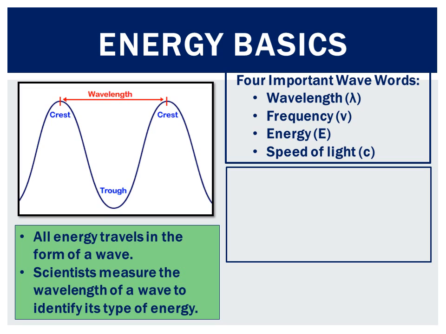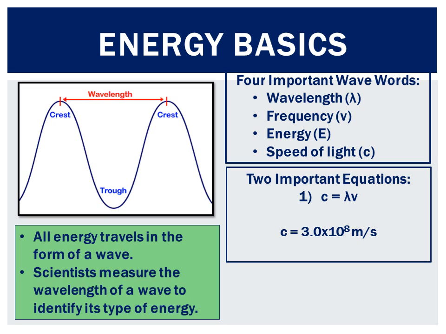There are 2 equations that represent waves. Again, maybe things you've seen before as well. First, the speed of light, c, is equal to the wavelength times the frequency. And the second one is energy is equal to h, which is Planck's constant, times the frequency.